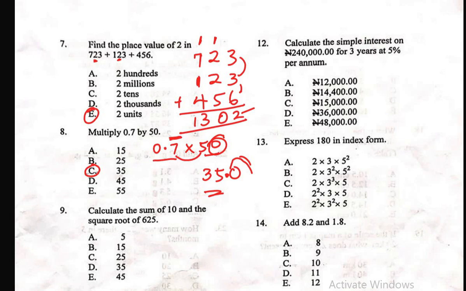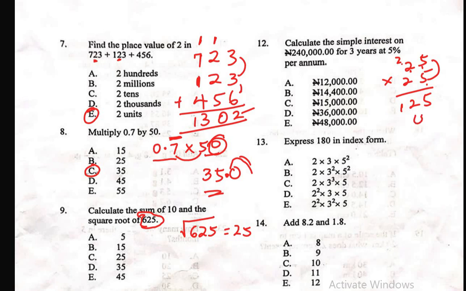Question number 9 says, calculate the sum of 10 and the square root of 625. Now, square root of 625 is 25. The reason is that 25 times 25 will give you 625. Let's prove it. 5 times 5 is 25. 5 you put 2 here. 5 times 2 is 10 plus 2, 12. 2 times 5 is 10. 0 you put 1 here. 2 times 2, 4 plus 1 is 5. So that's 625. For square root, you look for the number that you can multiply by itself to get what you have in the square root.